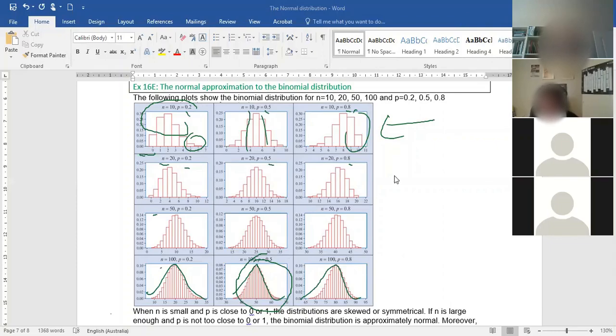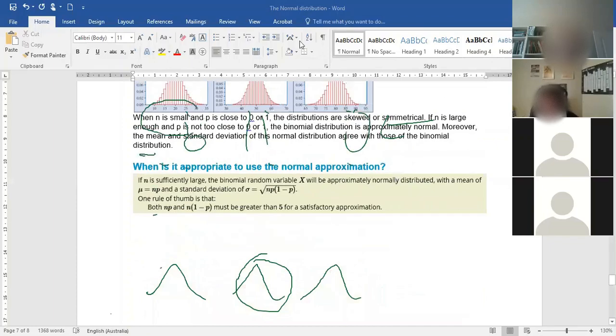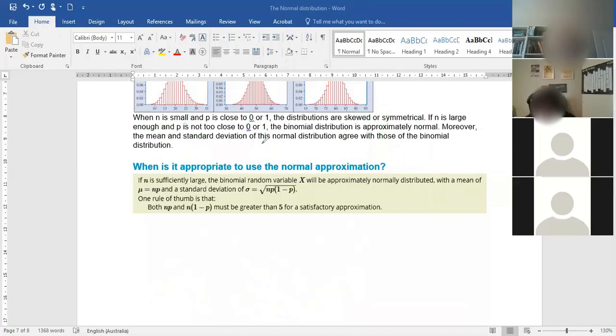Oh, I forgot to do that. Let me clear that because we can't see it. The mean and standard deviation of this normal distribution agree with those of the binomial distribution. What does that mean? We have our mean being np and our standard deviation being the same as before. Remember, I write mine as the square root of npq. That's my standard deviation.